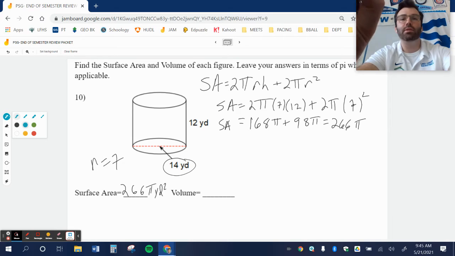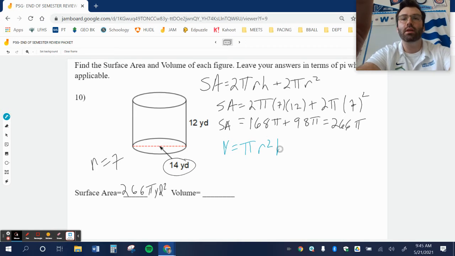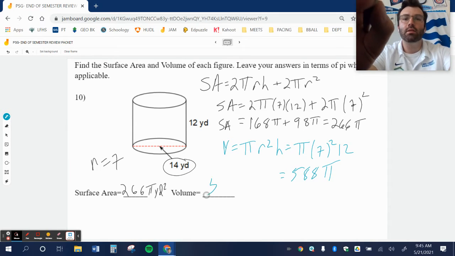Volume is a little bit different, but very similar. Volume is just pi r squared h. So pi times 7 squared times 12. 7 squared is 49. 49 times 12 gives me 588 pi yards cubed.